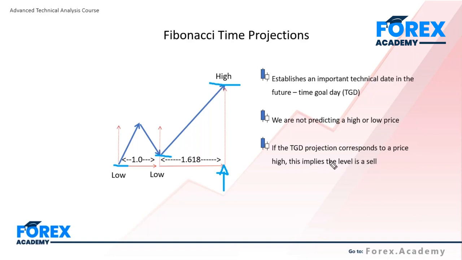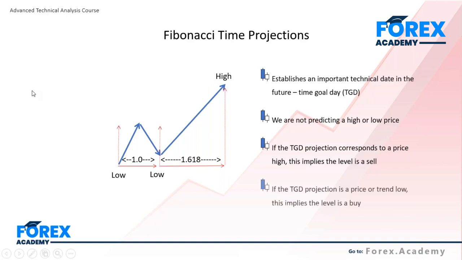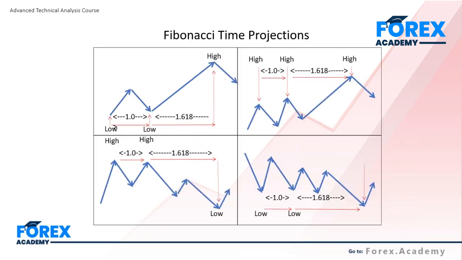So we would obviously not just automatically sell because it's arrived at that point. We would look for any signs that reinforce a view that this market should be sold at these levels. If, on the other hand, the time goal day projection represents a trend low, or prices have been moving in a downward direction, then that price, when it intersects with the time goal day, represents a potential buy. These are the 4 possibilities that you have in terms of calculating your time goal days.